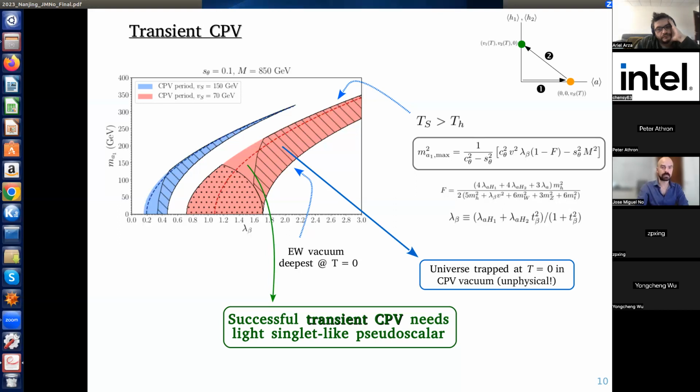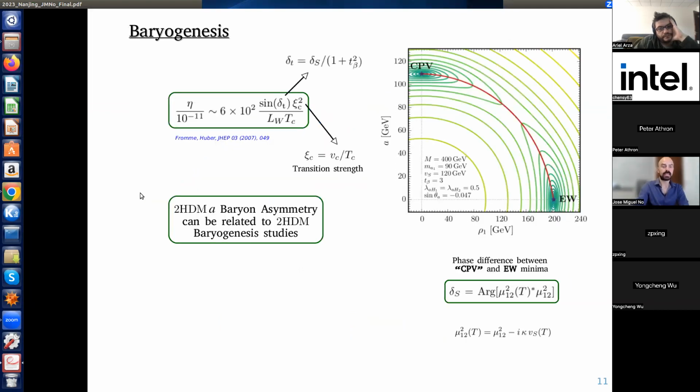So this is a further requirement, and all in all, there are regions where a successful transition will take place, but these regions are characterized by a singlet-like pseudoscalar which is light. Okay? Now, this is regarding the thermal history and the phase transition.